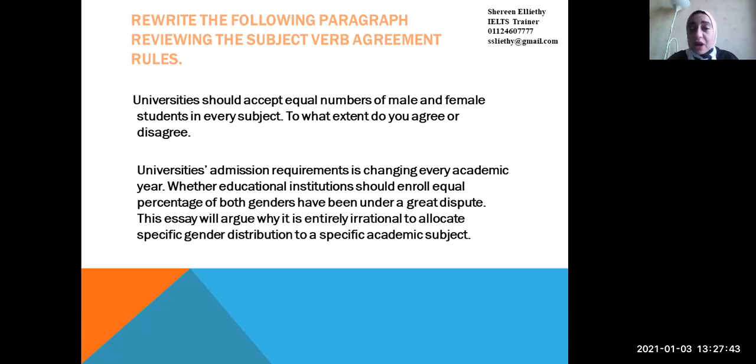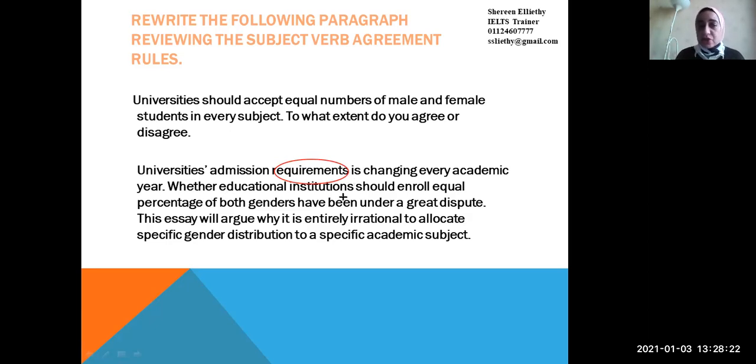Okay, university's admission requirements is... requirements. Here is the subject, so let me use some annotation. Okay, so here the admission requirements is the subject, and in this case I need the verb to be plural, so I will transform it from is to are. So requirements are changing every academic year.